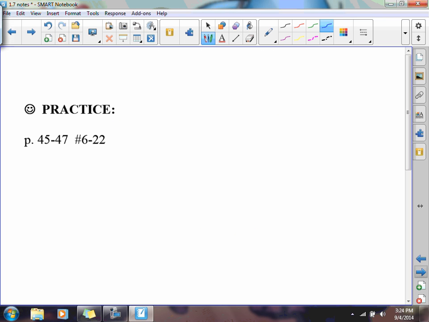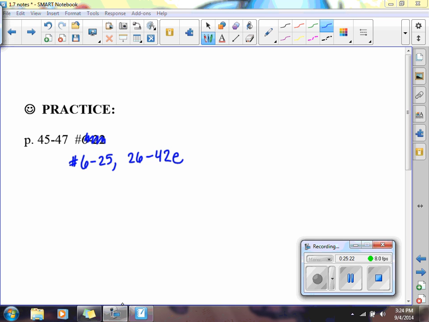Okay. So you'll have some homework tonight out of your book, and I have a feeling that this homework set might not be the actual correct homework set. So let me edit this. I think there was a typo there. It should be numbers 6 through 25 and 26 through 42 even. Okay, so that should be the problems that you do for this homework set. And remember, you also have your exit problems to do. If you have any questions, you can come see me before school. Good luck and do well.